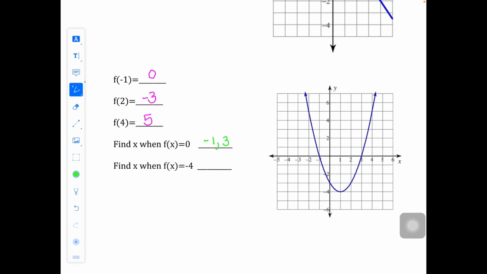And the last one is asking what's the x when f of x is negative 4. So now we look at the y value of negative 4, and we can see that that's right there, and we're trying to locate what x value has that y value of negative 4. And that is x equals 1.